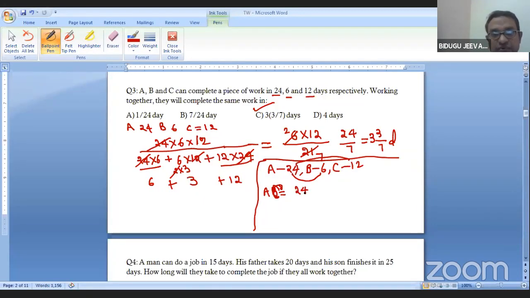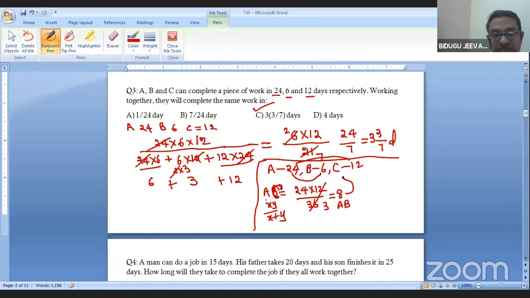So 24 into 12 by 24 plus 12, that's 144 by 36. Is it right? What I'm doing here, when two people are working together, I'm using the rule of XY by X plus Y, right? Now, 12 3s are 36, it is nothing but 8 days. Now, this is the capacity of AB.